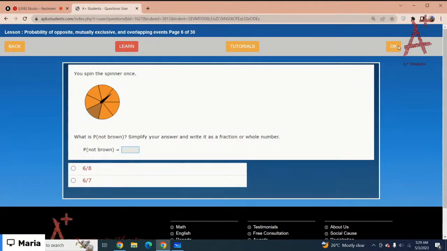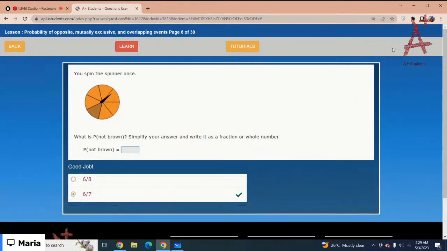Okay, you spin the spinner once. What is the probability of not brown? Now, not brown means you have to look at the probability of orange. So, out of 7, 1, 2, 3, 4. Yes, out of 7, 6 of them are orange. So it would be 6 over 7. The correct option is 6 by 7.